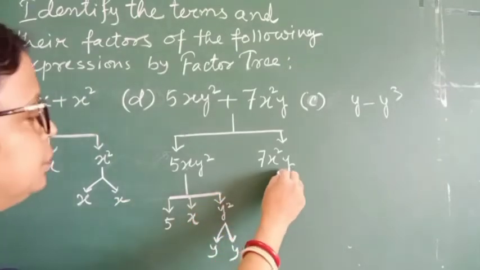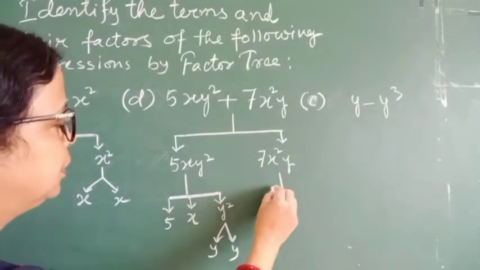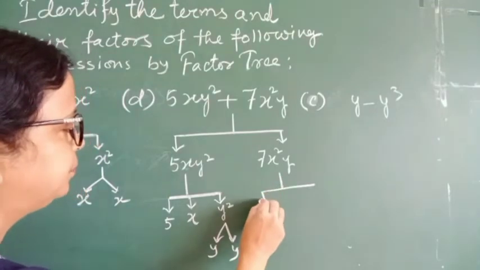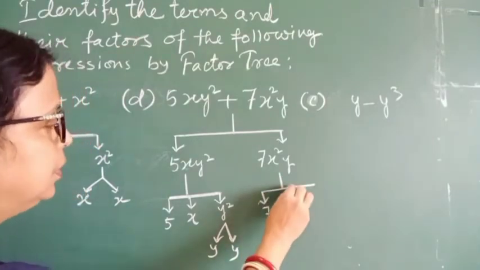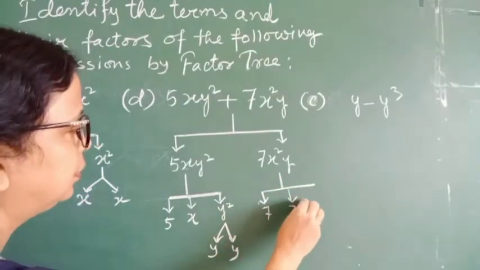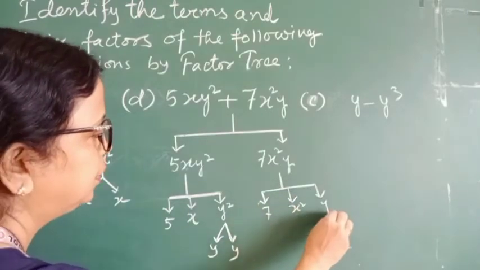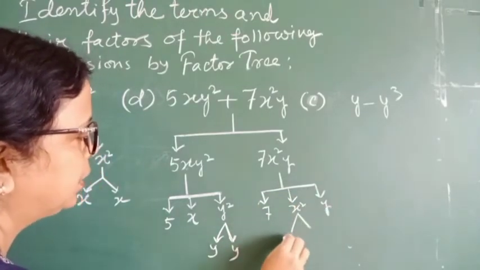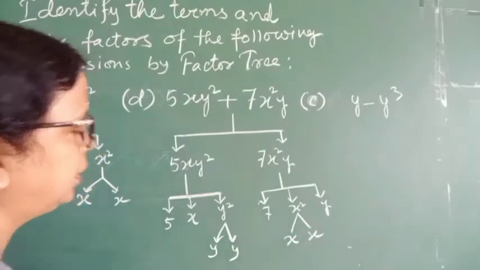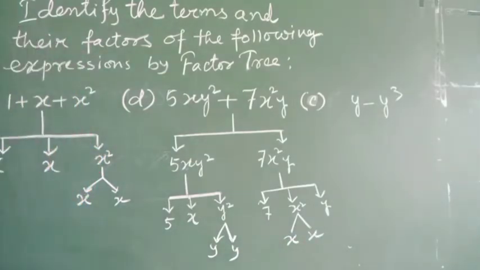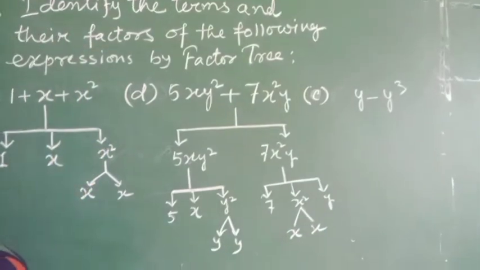From here we are taking 7, x square and then y. X square again you can break into one x and another x. So I hope this will be easy for you students.